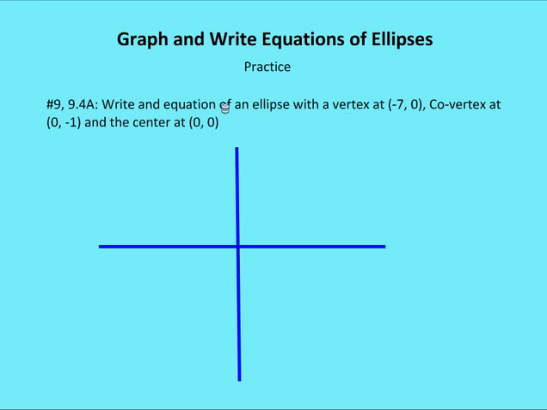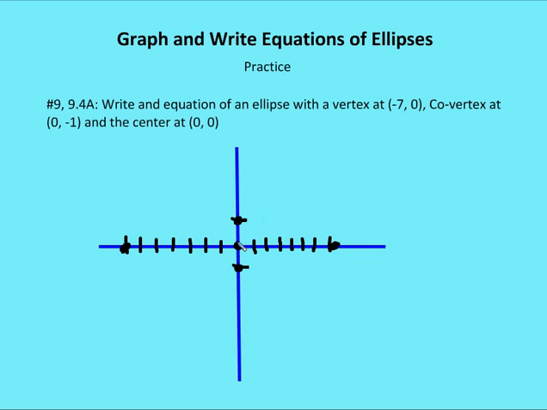So let's identify our vertices. We know, again, the center is at (0, 0). So we're going to mark our vertices, 1, 2, 3, 4, 5, 6, 7. And here is one vertex. And I know the center is at the origin, so my other vertex is 7 units in the opposite direction, somewhere about here. And then I graph one of the co-vertices at (0, negative 1), and my other co-vertex is going to be at (0, positive 1).